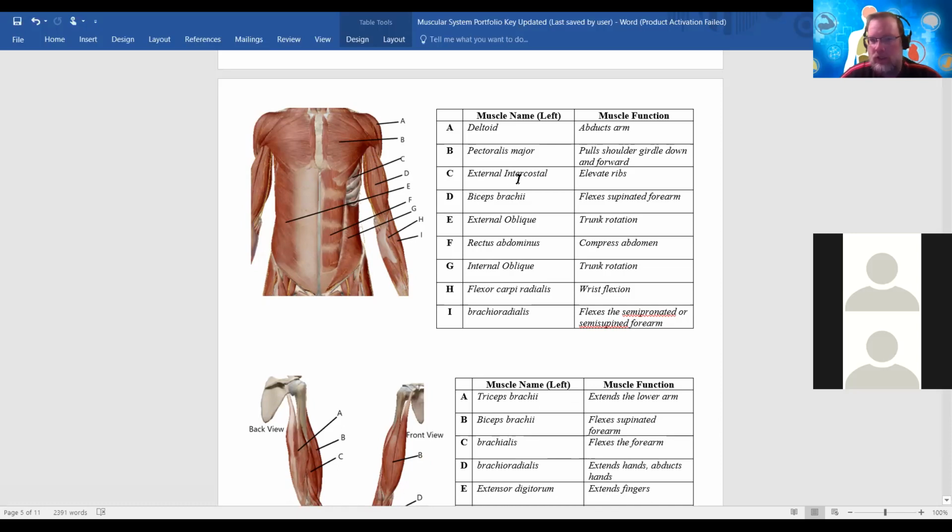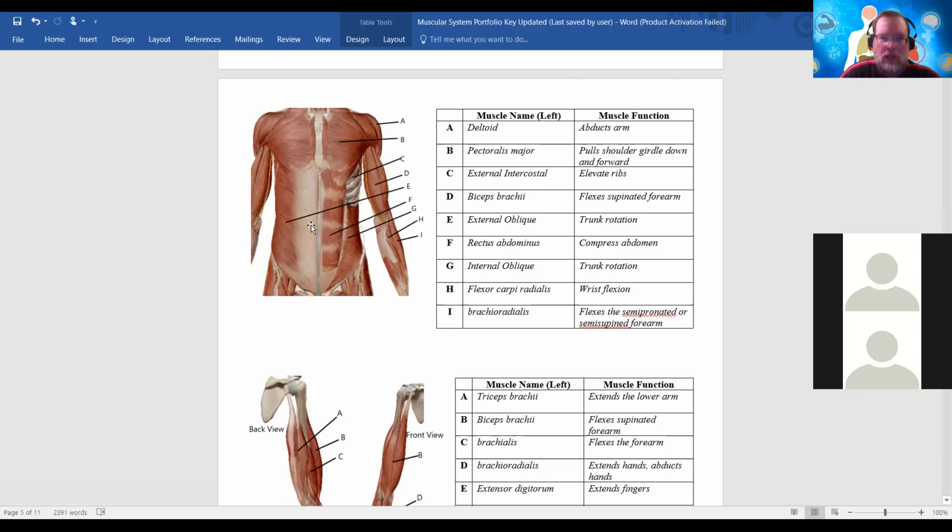If you have external or internal, that's fine too. There's a serratus group, what we call the serrated, like a serrated edge is kind of a bumpy edge. Those are also located under that area as well. So anyway, intercostal is what I'm going for. And then D is the biceps brachii.